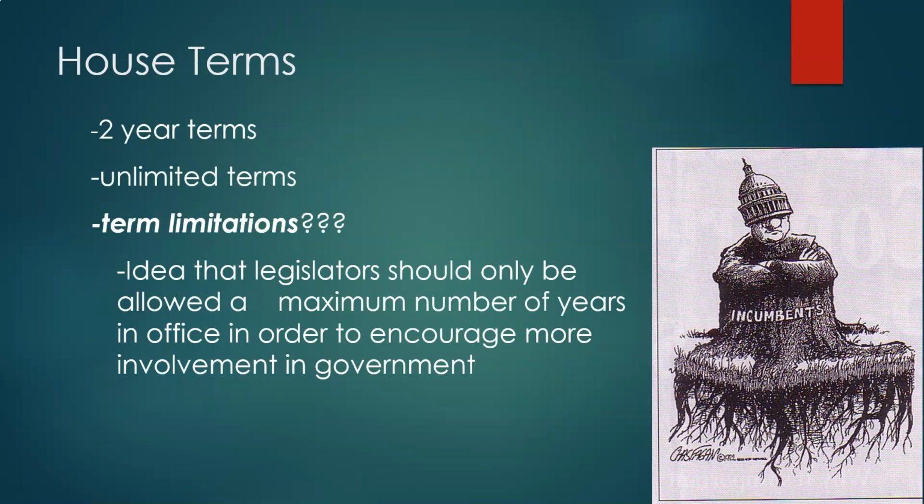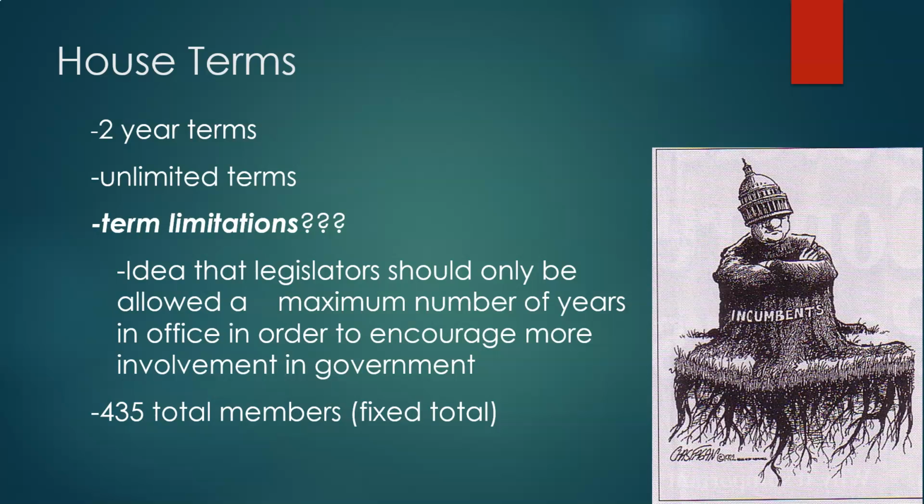Okay, now when we talk about the House terms, there are 2-year terms. However, there's unlimited terms, meaning there are no term limitations. Okay, and term limitations are the idea that legislatures should only be allowed a maximum number of years in office in order to encourage more involvement in the government. And there are quite a few people, especially in today's society, that feel like there should be term limits. If you think about someone who is 85 years old that's still a sitting representative, think about how much different society is today versus when they were younger and really involved in society. So it's an idea to keep the government balanced and trying to keep our government in a good place.